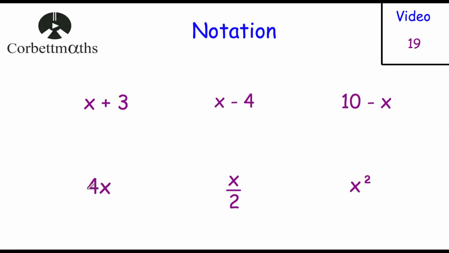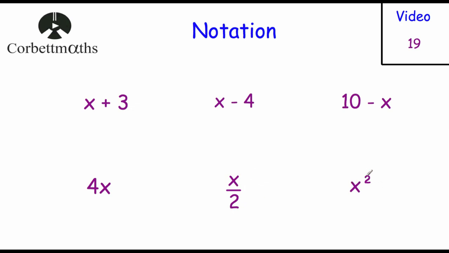So 4x means 4 times x. So if we knew what x is, you just multiply by 4. Next, we've got this x and then the line 2. So remember, in a fraction, the line means divided by. So we've got x divided by 2. And we sometimes call this x over 2 or x divided by 2. So this is x over 2, which means x divided by 2.